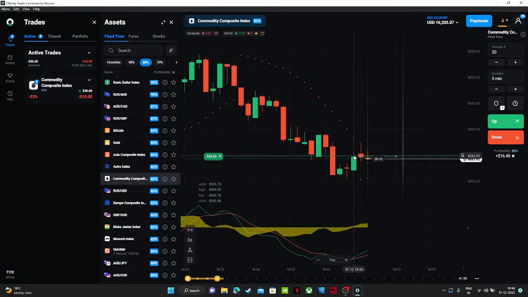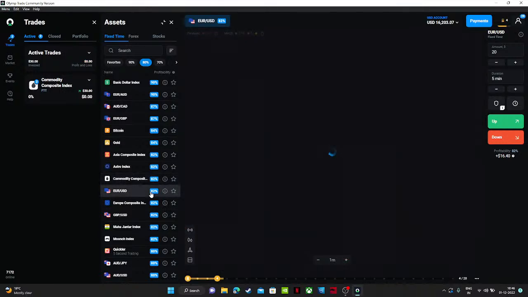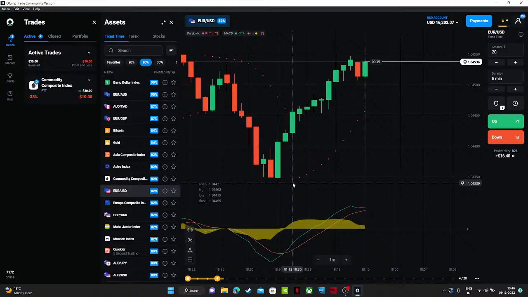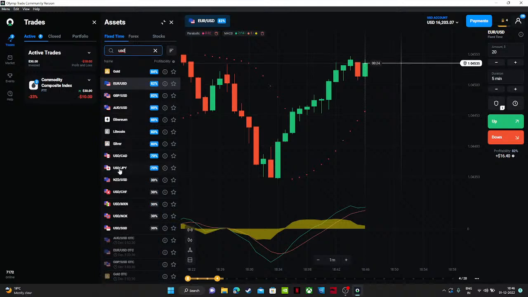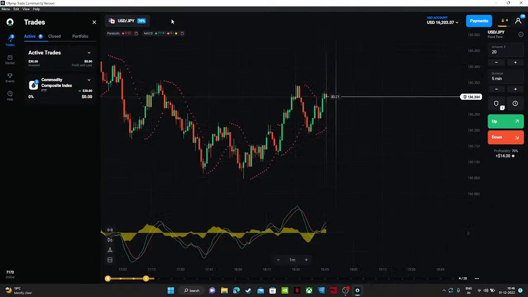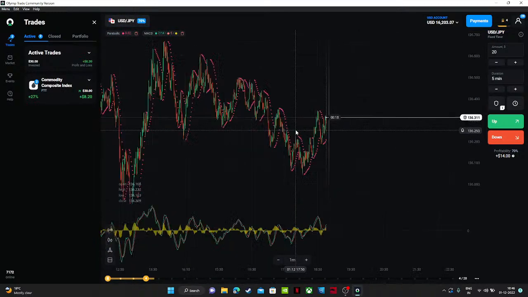Guys, if you find any entry in any asset using the Kind Martin strategy, please feel free to mention it in the live chat, or any other entry. Here also in EUR/USD, we missed this entry. It was a good entry. But if you missed it, don't worry, you will get a lot of opportunities to trade in the market, since the Kind Martin strategy gives you a lot of opportunities to enter.